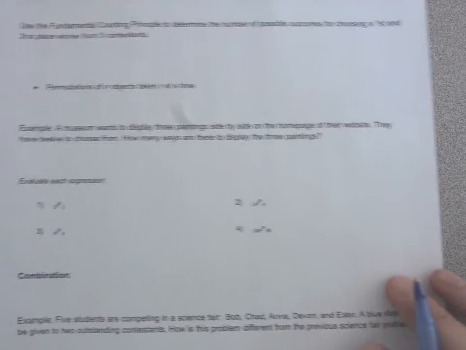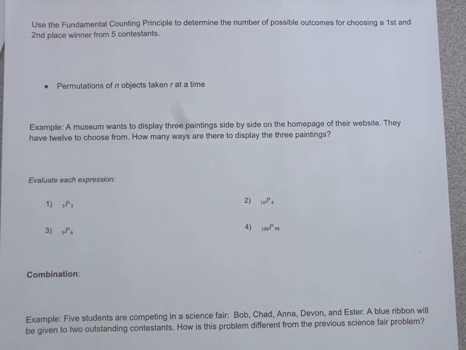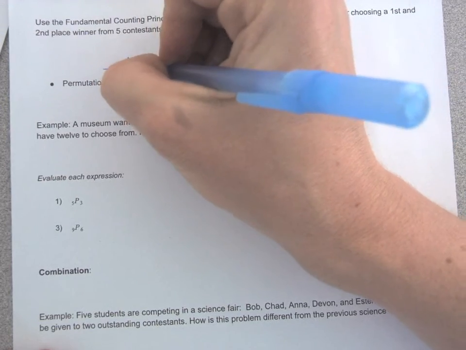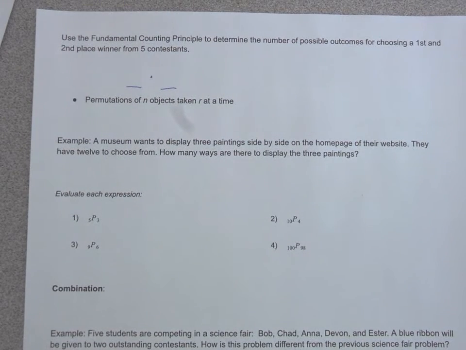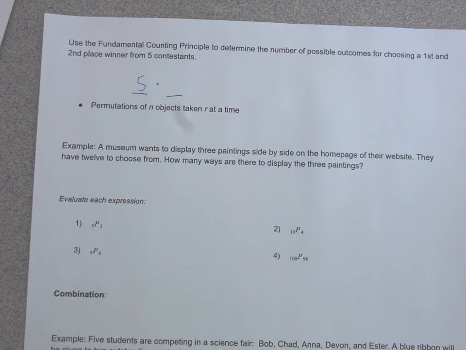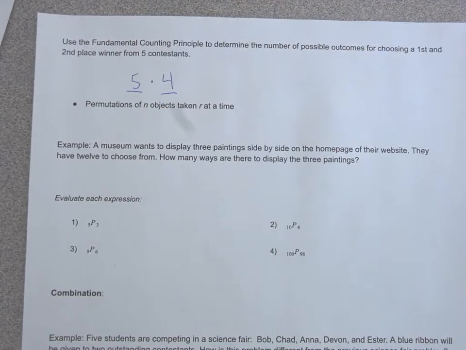The next part says use the fundamental counting principle to determine the number of possible outcomes for choosing first and second place from 5 contestants. So it's the same scenario, but instead of saying list them all, it's just saying how many are there. Well, the fundamental counting principle would say choosing first place is an event and choosing second place is an event. When you choose a first place, you have 5 contestants to choose from. You can choose Anna, Bob, Chad, Devin, or Esther. But as soon as you choose a first place, you can't choose that same person for second place, and so you have a different number of options. You have 4 options after that.